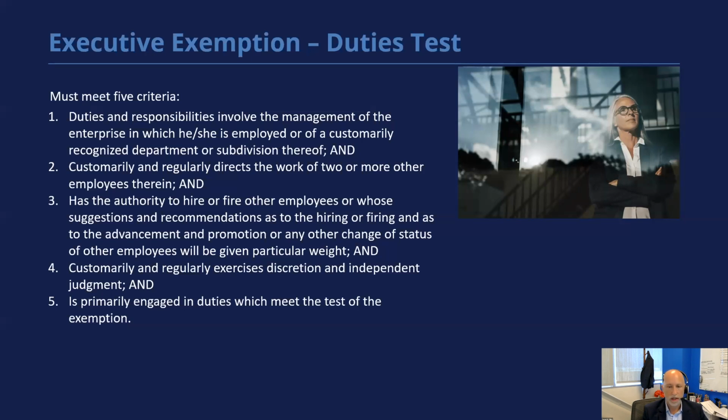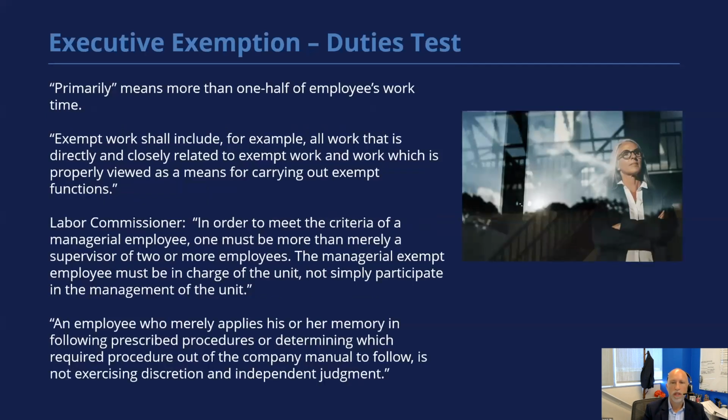And the 5th criteria is that he or she is primarily engaged in duties which meet the test of the exemption. But when we say primarily engaged in duties which meet the test of the exemption, primarily means more than 1/2 of the employee's work time. In other words, more than 50%, even if that more is 50.1%.